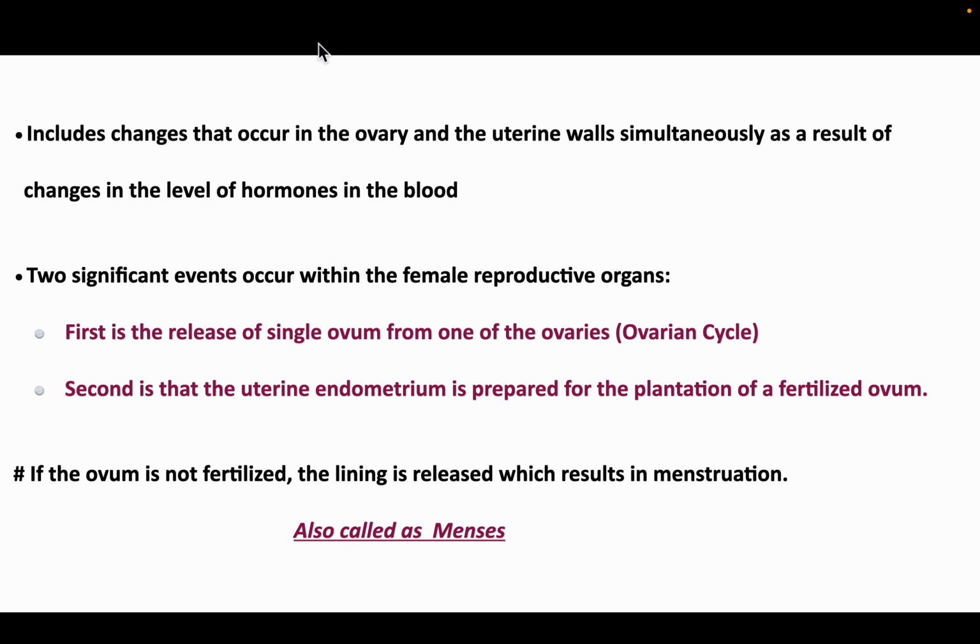Now, two significant events occur within the female reproductive organs. First is the release of a single ovum from one of the ovaries, we call it the ovarian cycle. That is leading to the release of ovum from the Graafian follicle. Second is that the uterine endometrium is prepared for the implantation of a fertilized ovum. Now, if the ovum is not fertilized, the lining is released, which results in menstruation, also called menses.